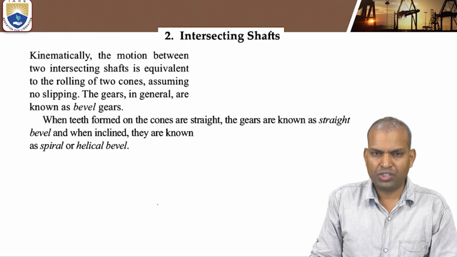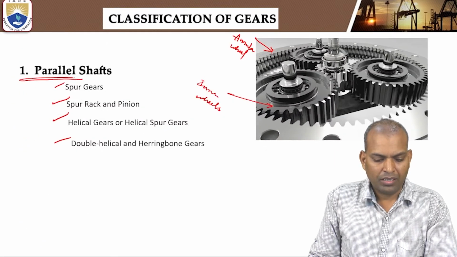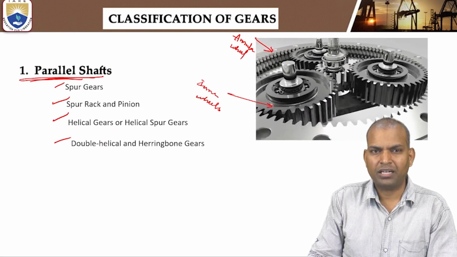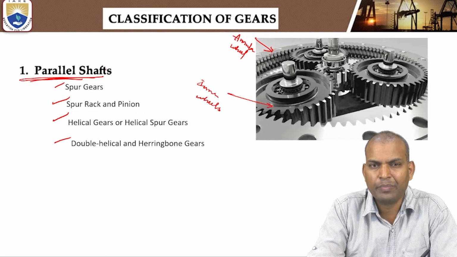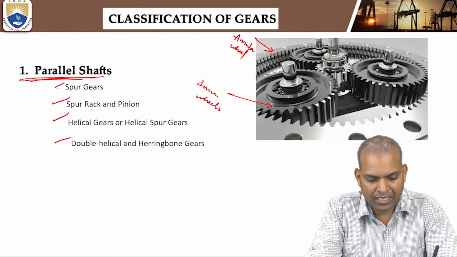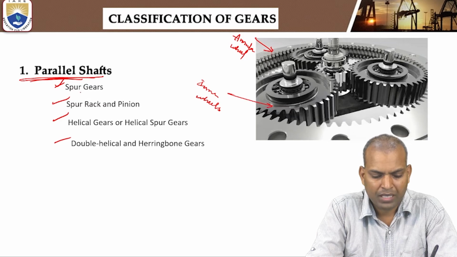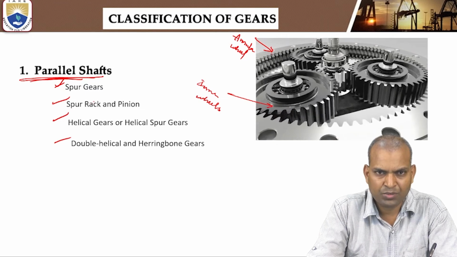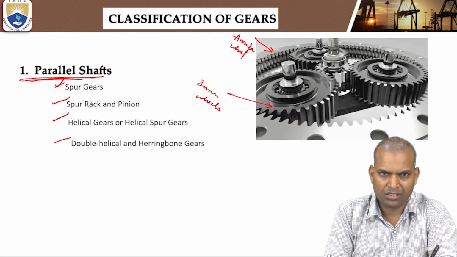So far we have covered the first classification of gears, that is, parallel shafts. What are parallel shafts? In spur gears, rack and pinion, helical gears, and double helical or herringbone gears, the shafts of both driver and driven gears are parallel to each other, not inclined or perpendicular. Spur gears are more noisy at high speeds, and there is a chance of slipping. Rack and pinion transfers rotary motion to reciprocatory or translatory motion, where that type of motion is required.